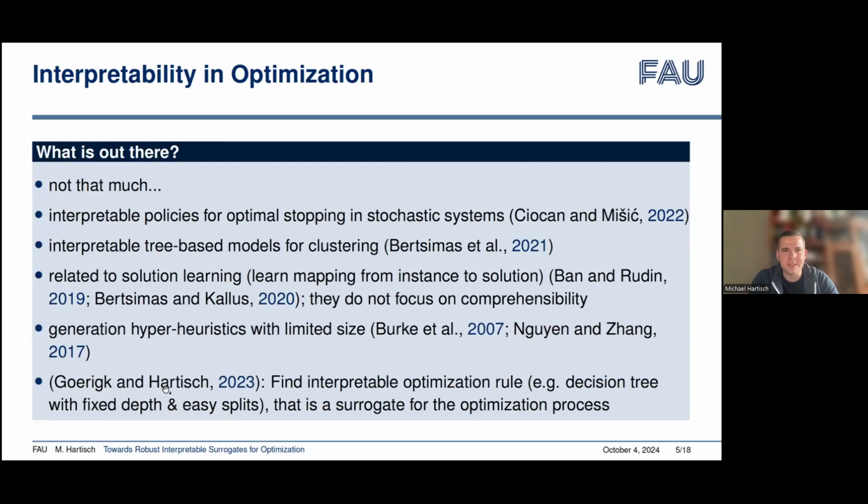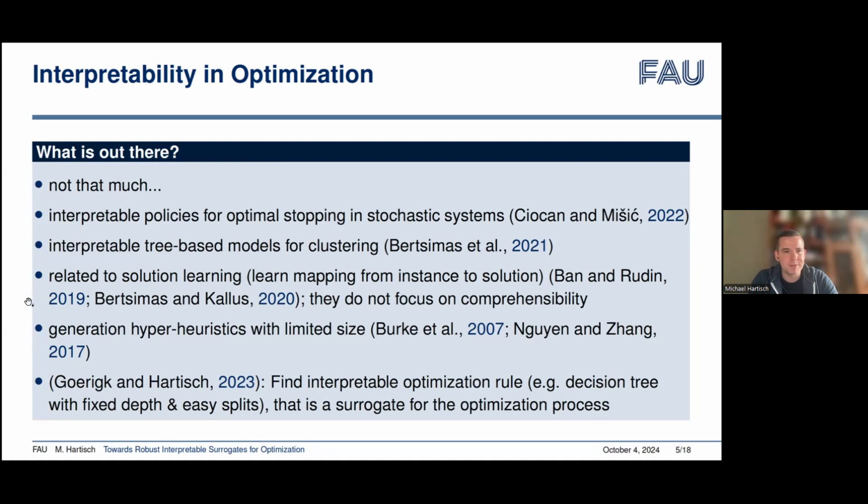Quickly, let's take a look at what is out there on interpretability and optimization, and there's actually not that much. There are works on interpretable policies for optimal stopping, and there are MIP formulations for tree-based models for clustering. But those two are, I would argue, quite close to machine learning, because in the end they classify input, and we don't want a class label on the leaves, but a solution to the optimization problem.